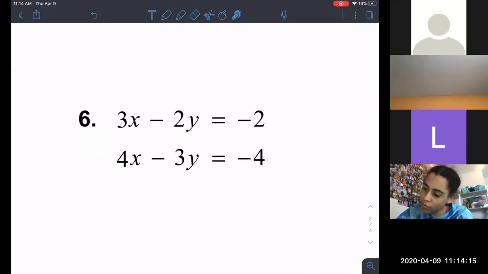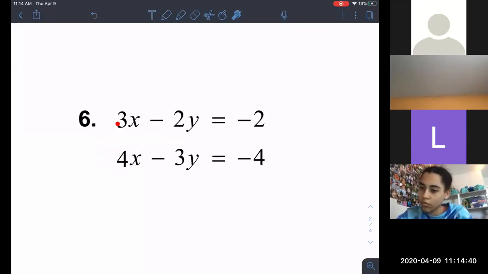Let me get my laser pointer out. I have a 3x and a 4x. One easy way to get opposite coefficients is to multiply the 3 by this number and the 4 by this number. If we use the same two factors, we'll get the same result. So we could turn this into a 12 by multiplying the top equation by 4, and we could turn the bottom into 12 by multiplying it by 3.